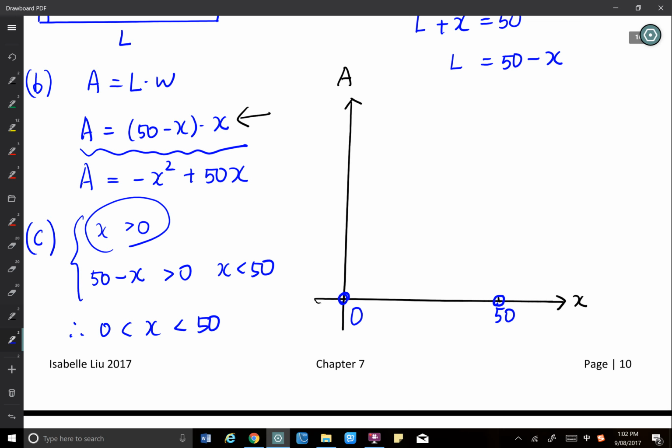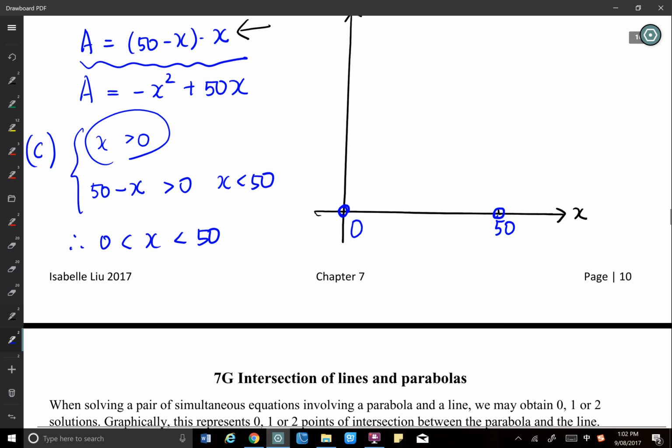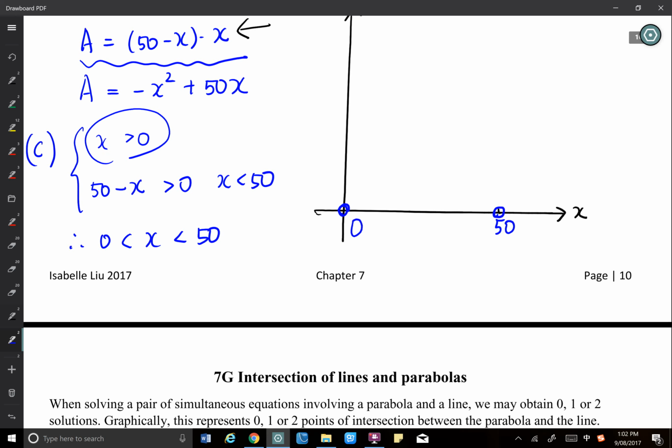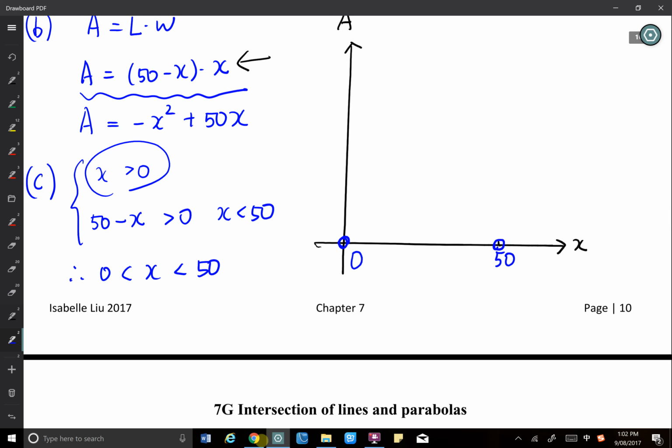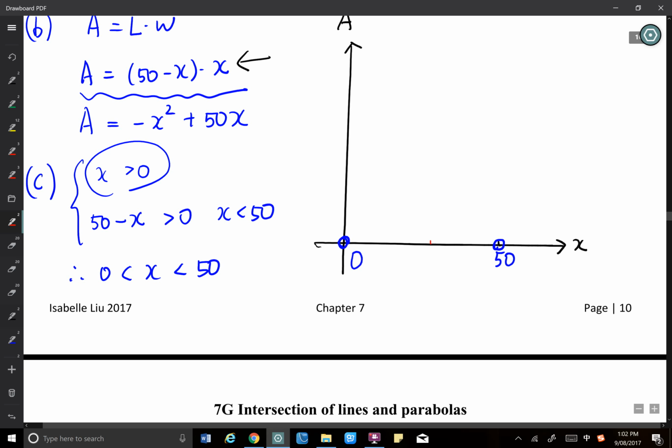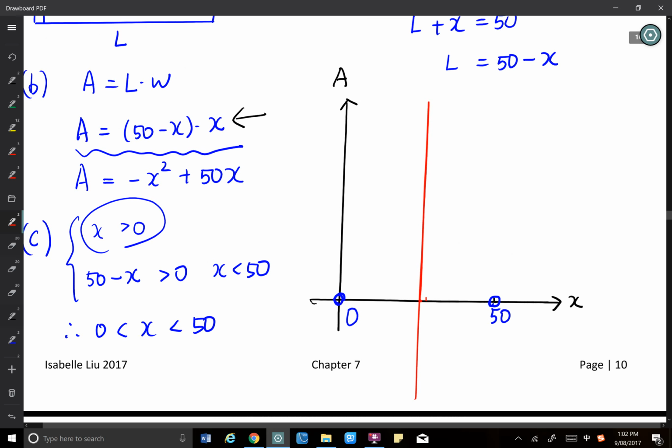Okay, I found my x-intercepts. Then I'm looking for the middle. Where is the middle? We have 0, we have 50. Where's the middle, everyone? 25. So my turning point must exist on this line. It's 25.